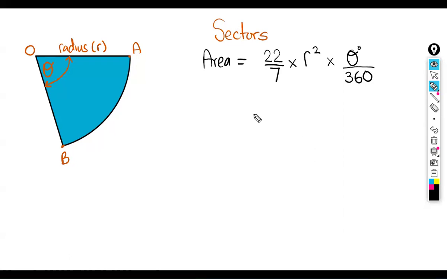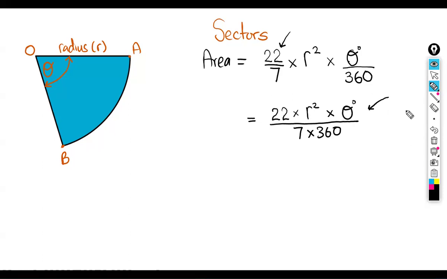Now, this can get a little bit tricky, because we're using pi as 22 over 7, right? Remember, the 22, the r squared, and the theta are on top. The 7 and the 360 are underneath. So you can rewrite it like this. 22 multiplied by radius squared, multiplied by the angle, and what is it divided by? 7 multiplied by 360, right? So this is a formula you could use to make your life a little bit easier.